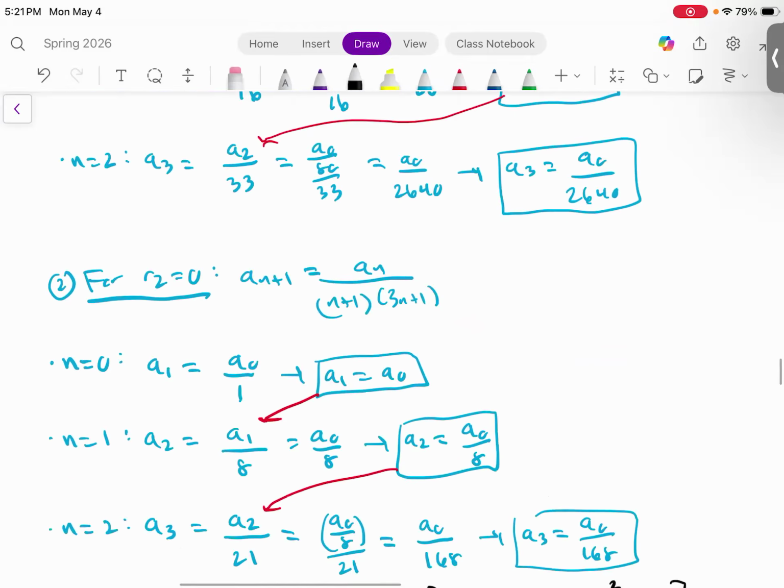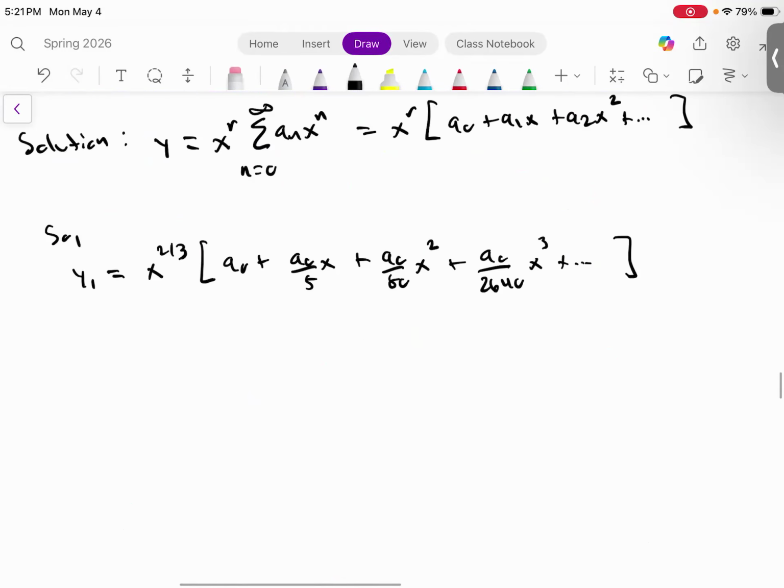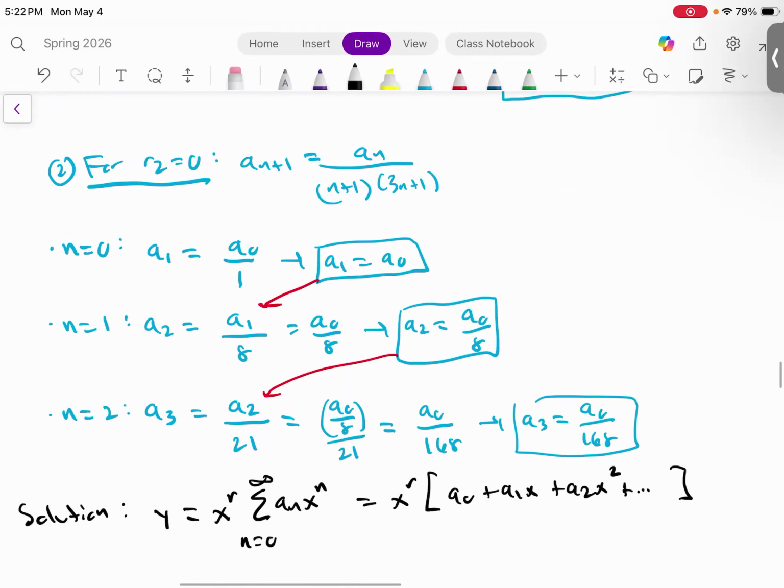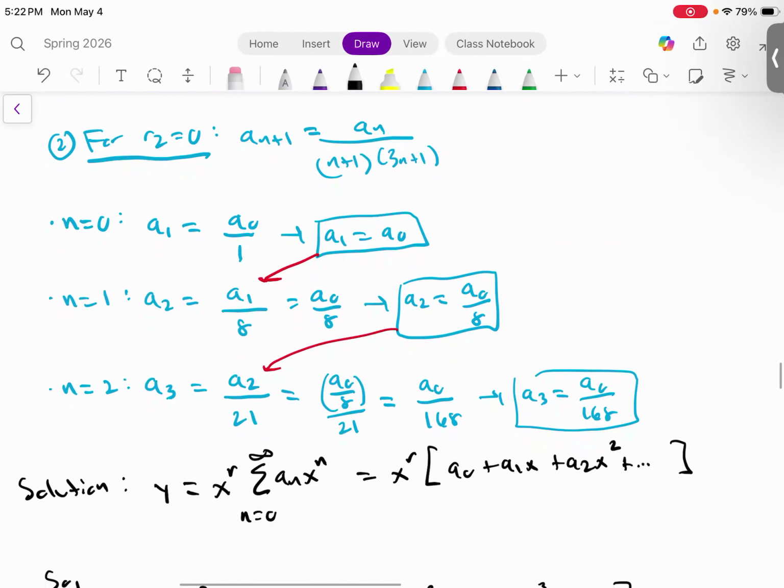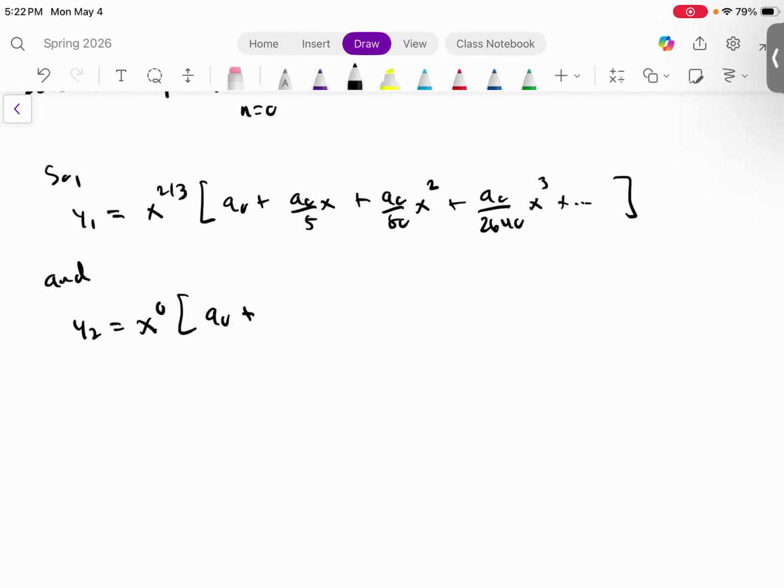And now let's do the second one for when r equals 0. So that means y2 is going to be x to the 0, a naught plus, what are our terms? A1 is a naught, A2 is a naught over 8, A3 is a naught over 168. So this would be just a naught plus a naught x plus a naught over 8x squared plus a naught over 168x cubed plus dot dot dot.